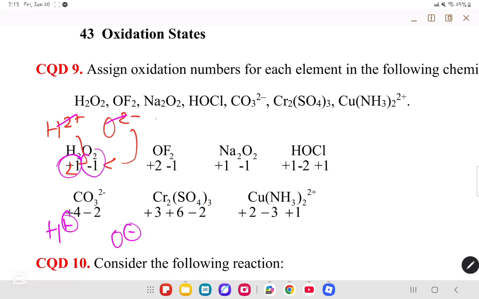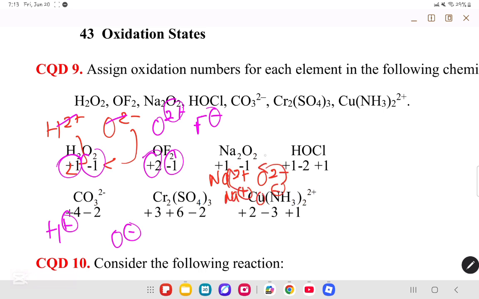Take this one for example as well. It's O2 plus and F minus. So 2 plus is +2 and minus is -1. Take this one as well for example. You can have Na2 plus and O2 minus. Simplify: Na plus, O minus. So this is +1 and this is -1.